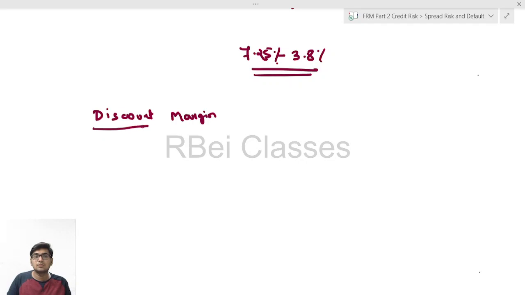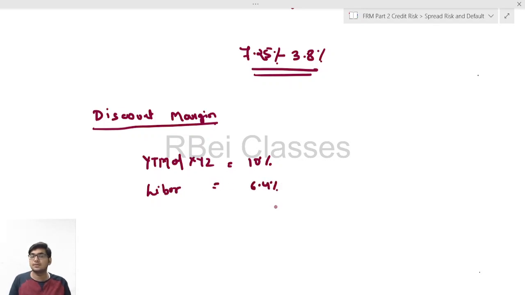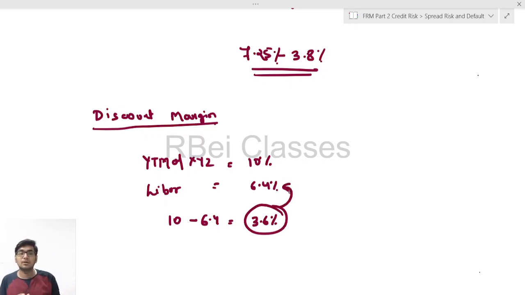Now suppose the YTM of the XYZ bond is 10%, and currently the LIBOR rate in the market is 6.4%. Clear? Then what is the discount margin? It is 10 minus 6.4, that is 3.6%. It means how much you will add to LIBOR to reach the YTM of XYZ.